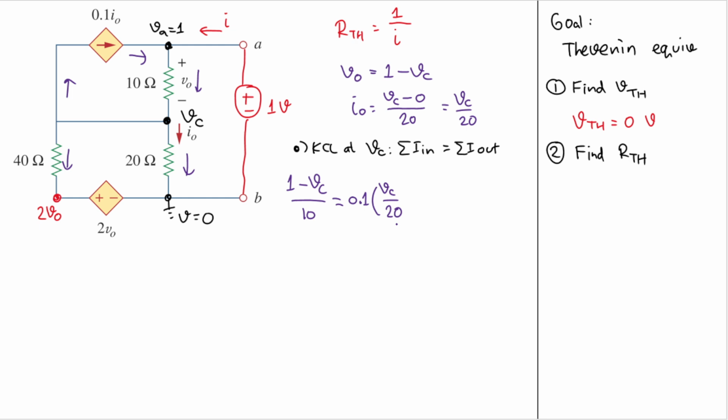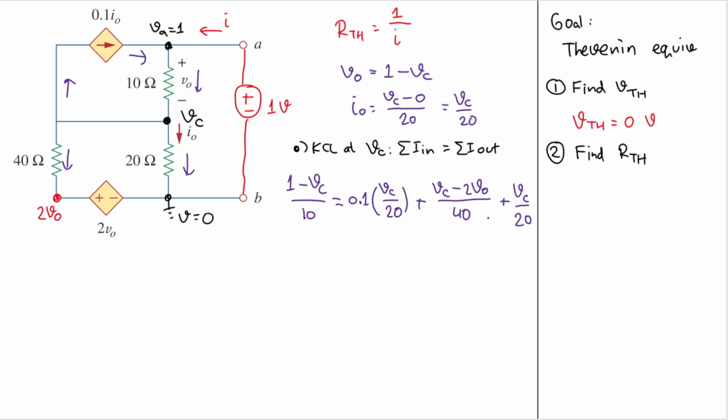Good. Now what else can we get from here? I will get this current here, so we will have VC minus 2VO, divided by the resistance between them, which is 40. And here I will have this current that goes out, which will be VC minus 0, that is VC, divided by the resistance between them, which is 20.